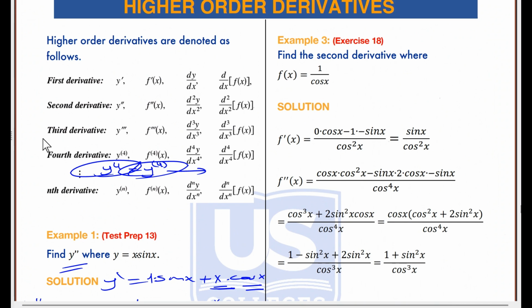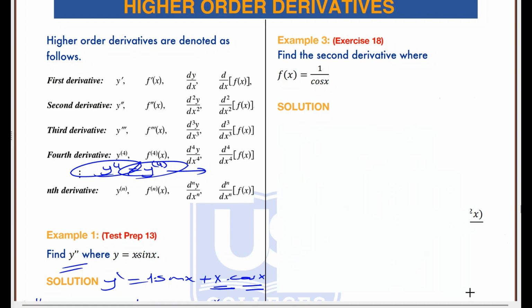Okay, another question, it's an exercise question and it came in the ministry also. In this exercise question, it is 1 over cosine x. In that ministry question, it was 1 over sine x. Now, take first derivative.